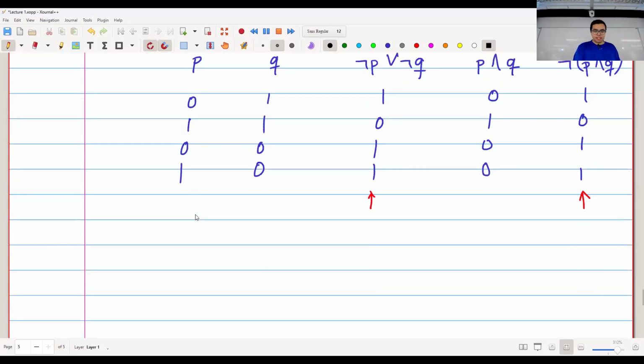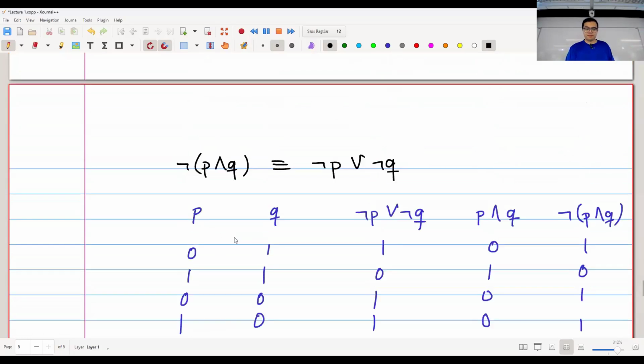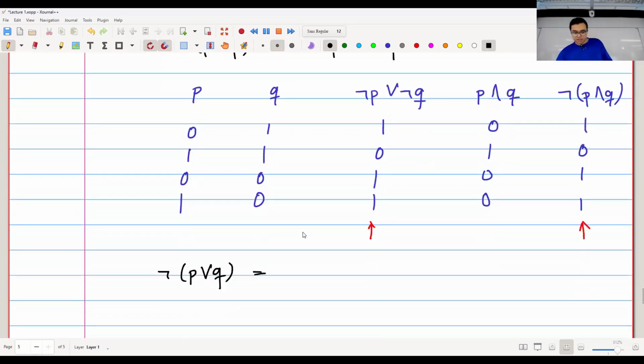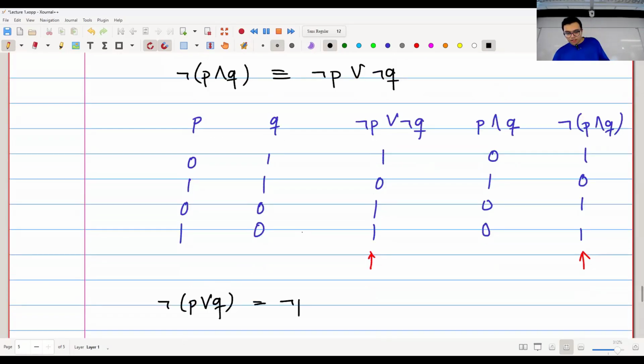Now we can also take the negation of a disjunction. So what is not of P or Q? Okay. This is just going to be not P and not Q.